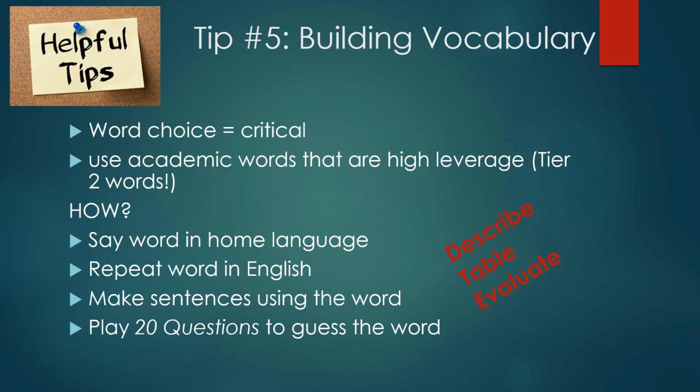Tip number 5 is an essential scaffold for encouraging participation, and that is building vocabulary. Since word choice is critical, we use academic words that have high leverage, that is, Tier 2 words. How? Well, we might say the word in our home language, repeat it in English, make sentences using the word, or play 20 questions to guess the word. Remember, Tier 2 vocabulary is academic words that occur across subject areas.